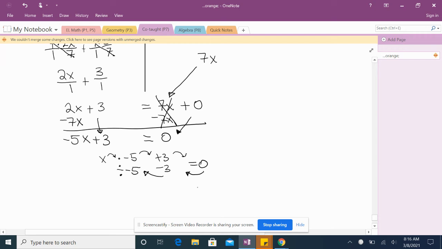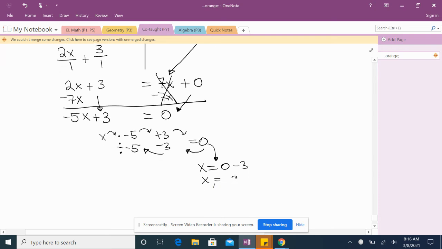So now we always begin with the result. And now we subtract 3. So 0 minus 3 is negative 3. And now we divide by negative 5. And now our final answer is 0.6.